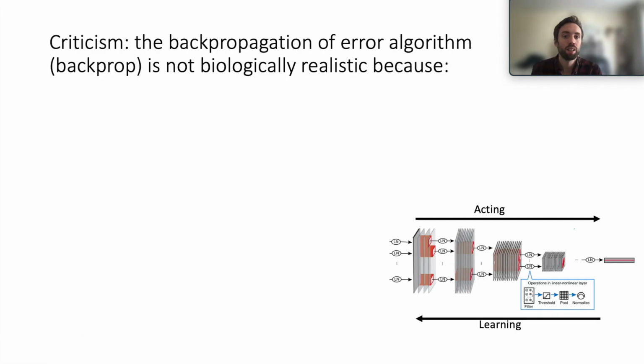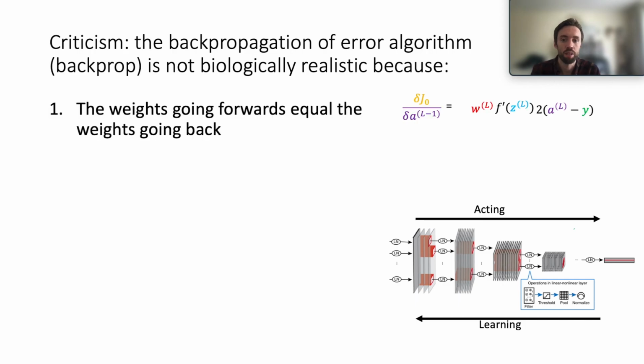However, deep learning, and in particular the backpropagation algorithm, has received quite a lot of criticism over the years as a model for learning in the brain. And there are several reasons for this.